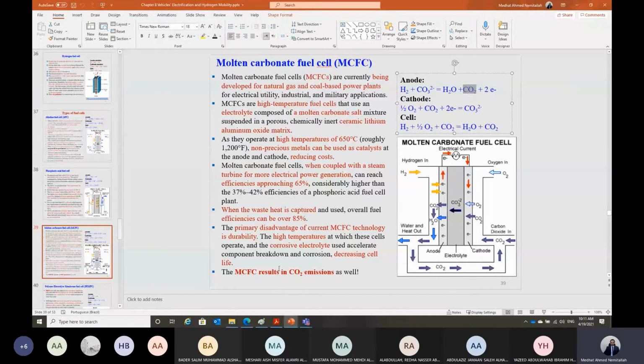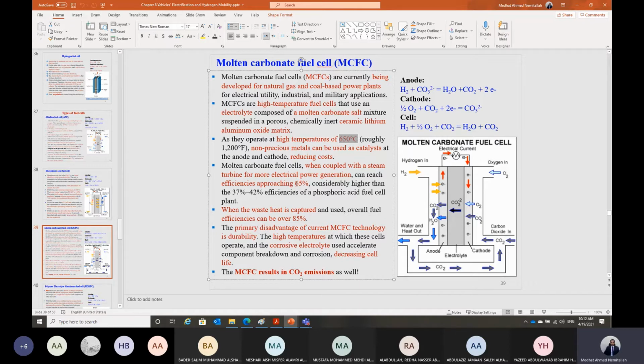So this fuel cell is not emission free. It results in CO2 emission. But its operating temperature is very high. It's around 650 degrees C, which is a very high temperature. And in this case, we should use a steam turbine or recover the heat. We cannot just leave the water leaving at 650, because the efficiency will drop too much.